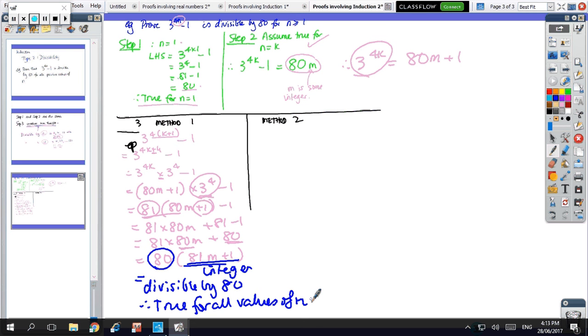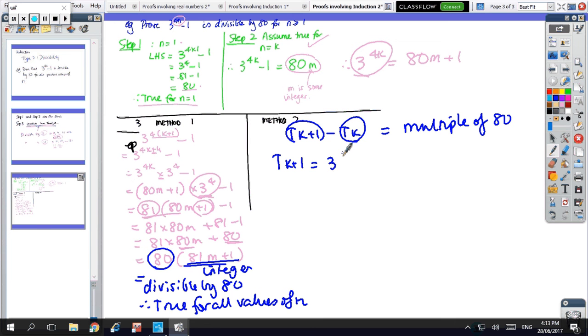Now, in method 2, it's a slightly different step. What we're going to do is we're going to prove that the difference between the terms, okay, so if we can prove that the difference between the kth term and the next is a multiple of 80, that's all we need to prove. So slightly different setup. So t(k+1) is the same sort of setup. We've got k plus 1, so we've got 4k plus 4 minus 1.